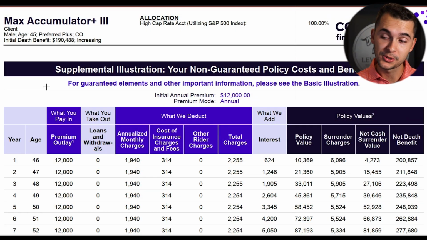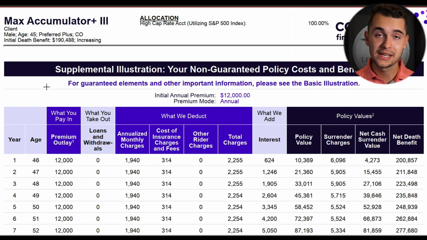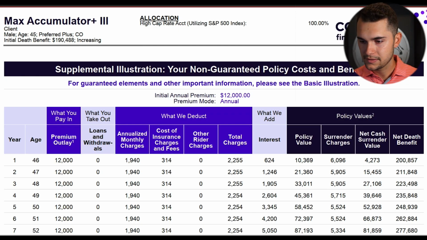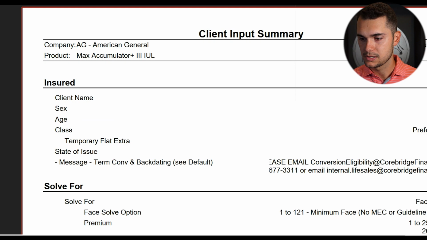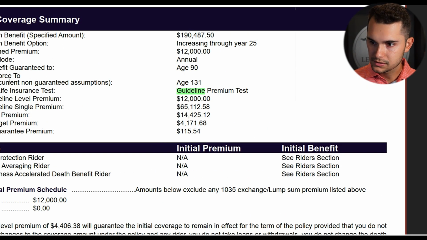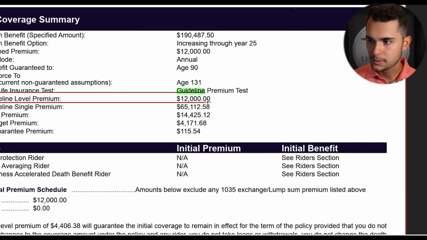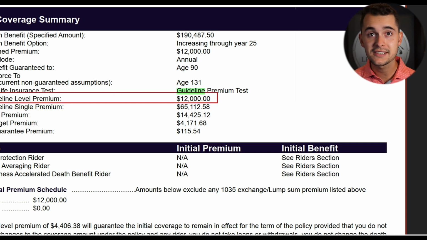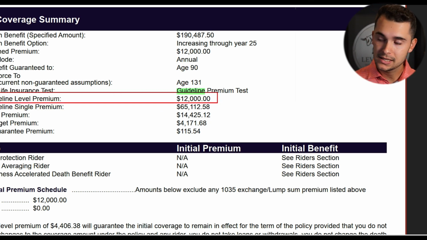So the first structure that we're looking at here is showing $190,000 in death benefit, and you're paying $12,000 a year in premium. So this is kind of what I was referring to as a max funded strategy. And I wanna show you what that looks like. We're gonna go ahead and find the guideline level premium here. So this is on the illustration, it's 5 pages down. We can see the initial guideline level premium is $12,000. And what that means is that's essentially the max that we can pay into the policy.